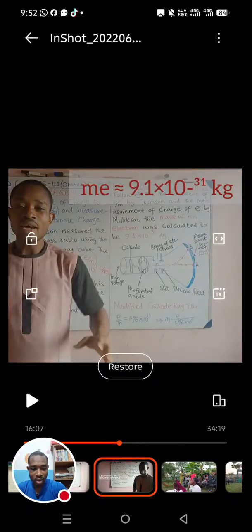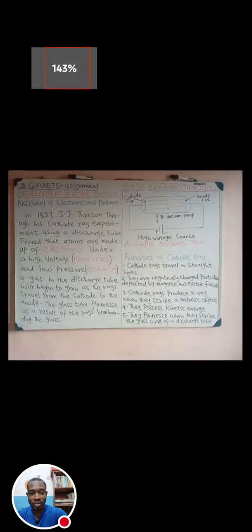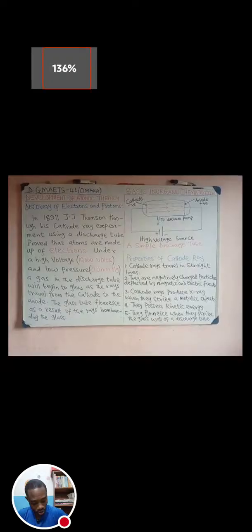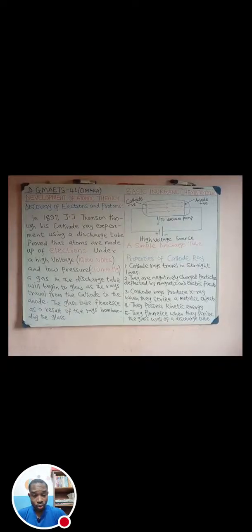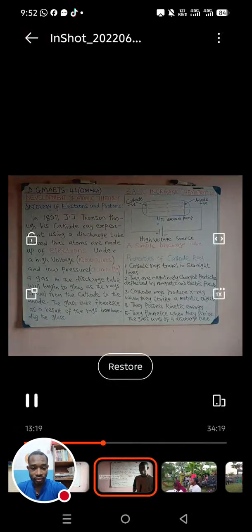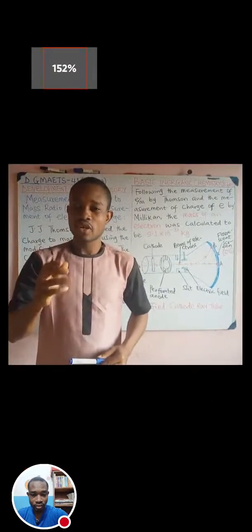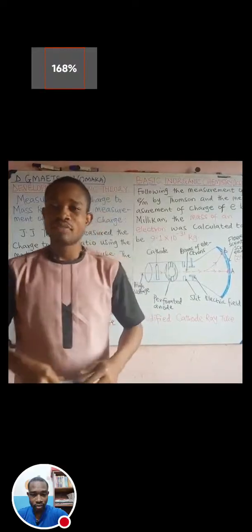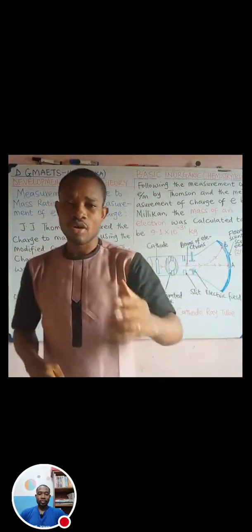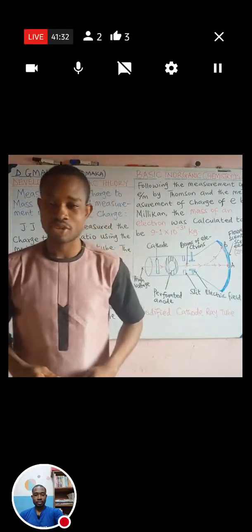Measurement of charge to mass ratio: who measured it? And then measurement of the charge of an electron, 1.6 times 10 to the power of minus 19. Who measured that also? We're going to give attention to it. In this video, we now want to find out the scientists that measured the charge to mass ratio of an atom and the scientists that measured the charge of an electron.